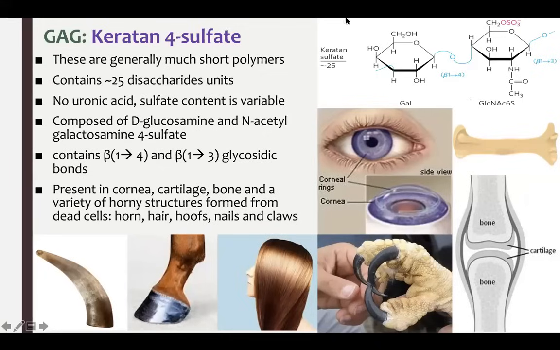Next, we will discuss keratan sulfate, which is another heteropolysaccharide. So you can see here, this is a galactose. Okay, there is nothing else. This is a galactose molecule.